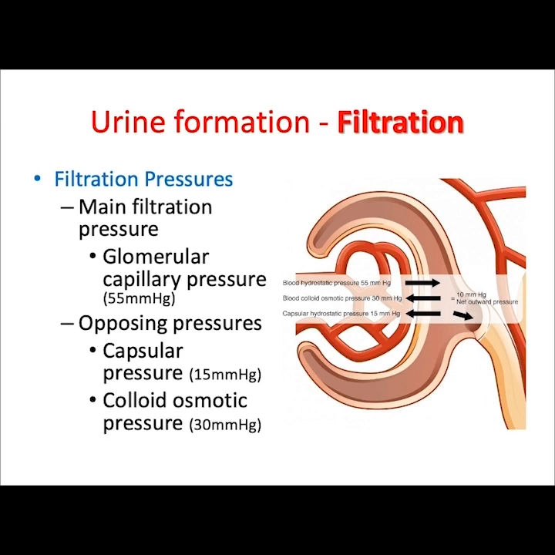The second opposing pressure is the colloid osmotic pressure. This is the pressure created by the plasma proteins. It pulls water into the glomerulus by osmosis. This pressure is 30 millimeters of mercury. The sum of the 2 opposing pressures is 45 millimeters of mercury, which is lower than the glomerular capillary pressure at 55 millimeters of mercury. This ensures that filtration occurs throughout the entire length of the capillary.